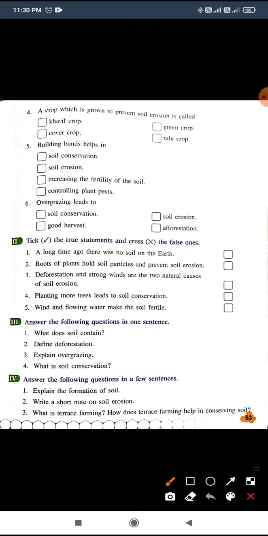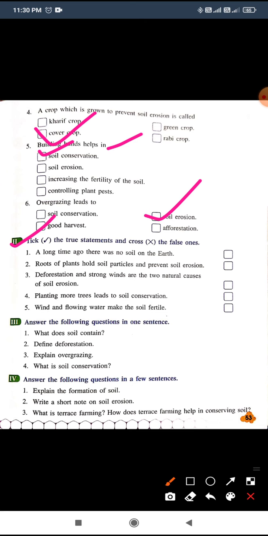The next question is: a crop which is grown to prevent soil erosion is called a cover crop. I just told what a cover crop is: a crop grown after a crop is harvested and before the next one is sown is called a cover crop. Now the next question is: building bunds helps in soil conservation. Next is: overgrazing leads, obviously, to soil erosion.